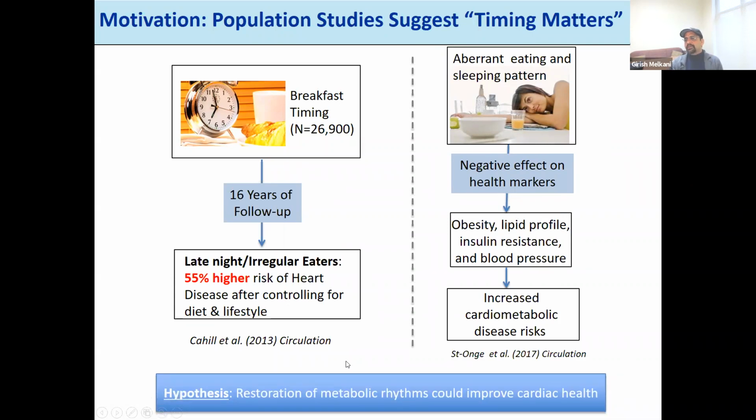So what is the motivation? Why do we want to do this? What is your hypothesis? Can we restore this metabolic rhythm, and then can we improve cardiac health?